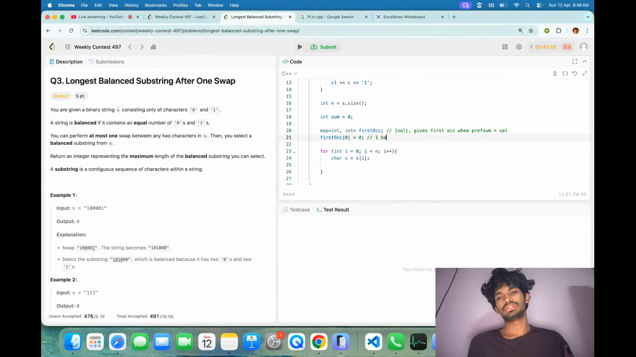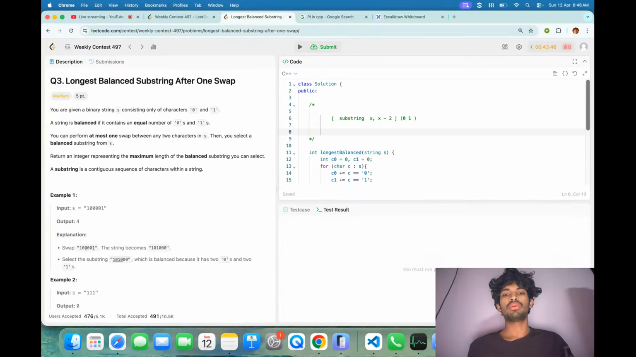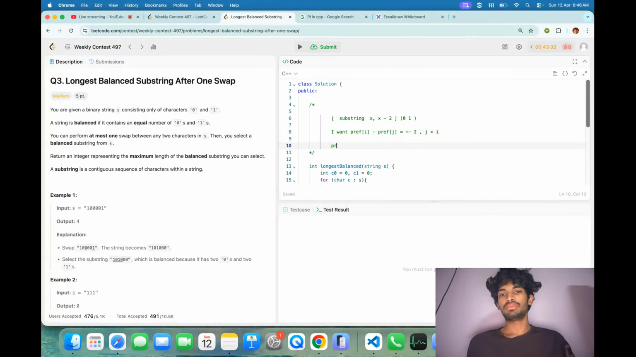So what am I trying to do? I'm trying to find out, for all prefixes, and store their first index, because this is quite a common problem, right? I want pref of i minus pref of j, where j is less than i, equals plus or minus 2. Which is nothing but pref of j equals pref of i plus or minus 2. And I want to maximize i minus j, which means minimize j. So you want to find the minimum j like this.